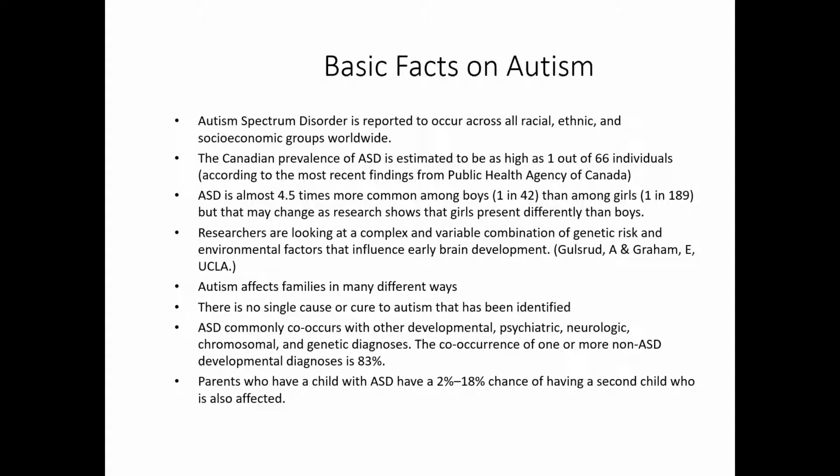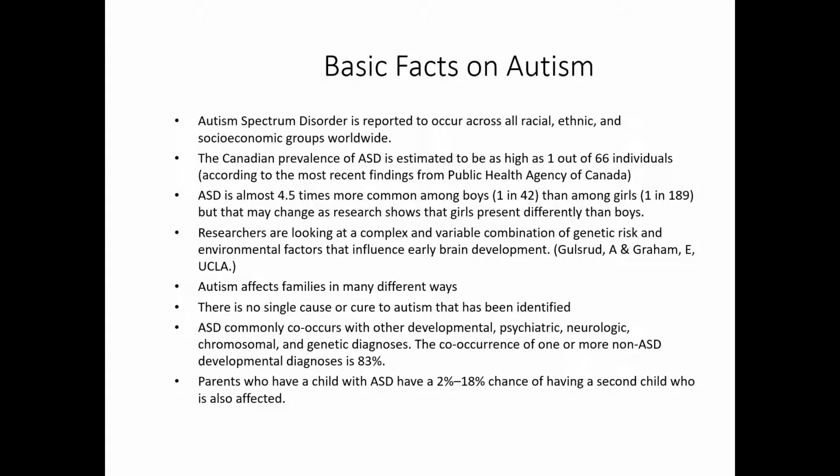ASD is almost 4.5 times more common among boys. So 1 in 42 boys are likely to get an autism diagnosis, whereas among girls it's just 1 in 189 who would get that diagnosis. But again, that may change as research shows that girls present differently than boys. And I will go into a little bit more information on that in this presentation too.